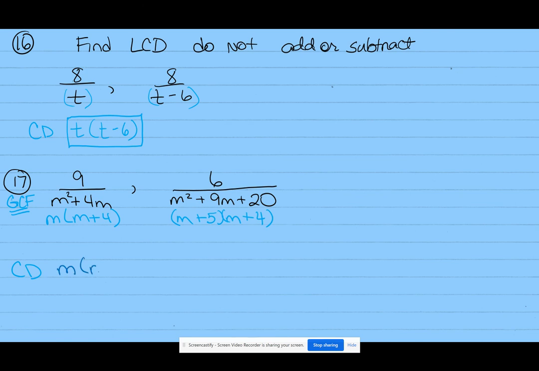Okay, so now for the common denominator, remember we take all of the first one. I need an m and an m plus 4. I take all of the first one. Then I say, well, what else do I need? I need an m plus 5. And that is my common denominator right there.